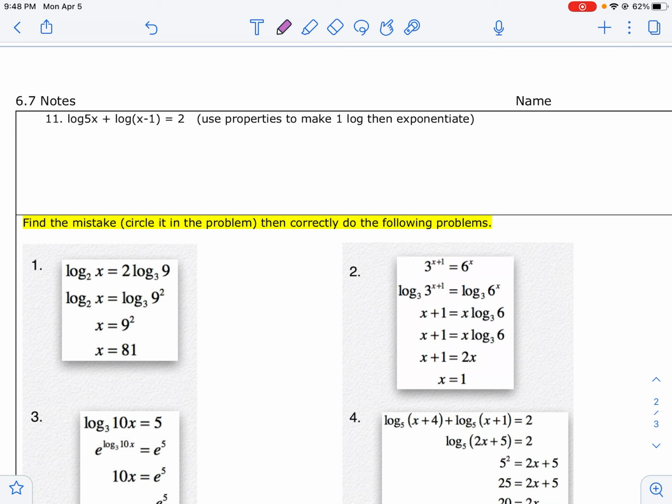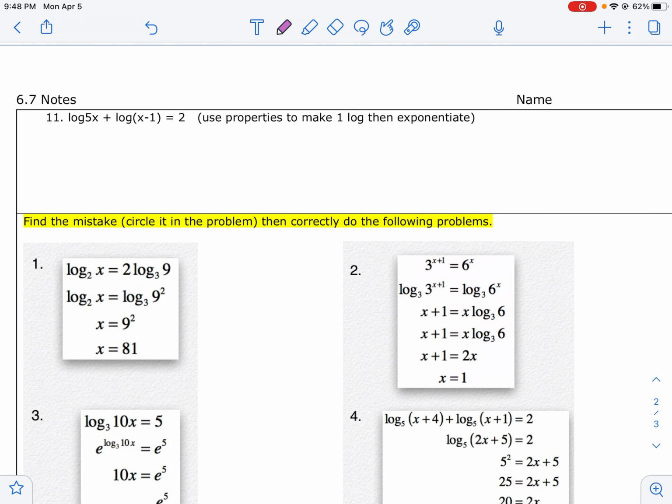And then lastly, on the example side here, we have number 11. It says use properties to make one log, then exponentiate both sides. So we have our properties here. We can combine these to make one log. We learned the other day that plus is really just multiplication when combining logs. So this is log 5x times x minus 1 is equal to 2. From here, we can say this is the log of 5x squared minus 5x is equal to 2.